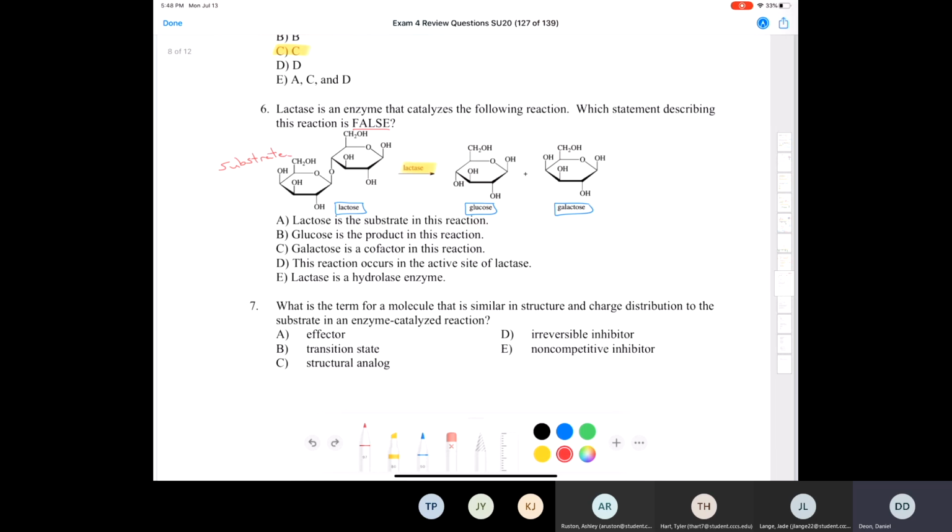It says B, glucose is a product. Well, obviously that's true. You can see glucose is right there. D, galactose is a cofactor. Galactose is not a cofactor in this reaction.